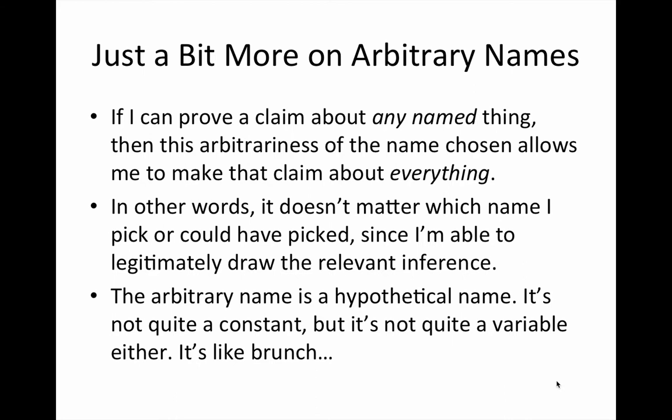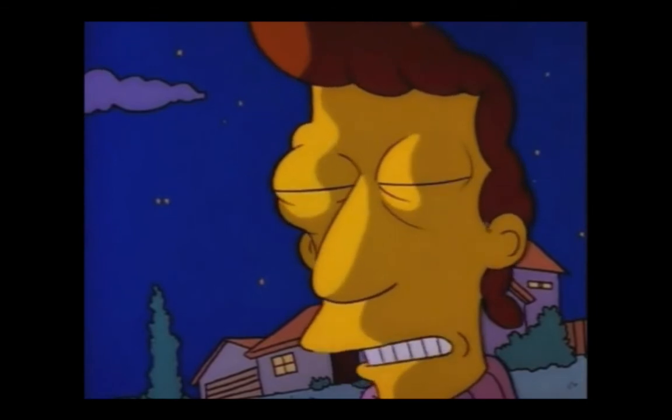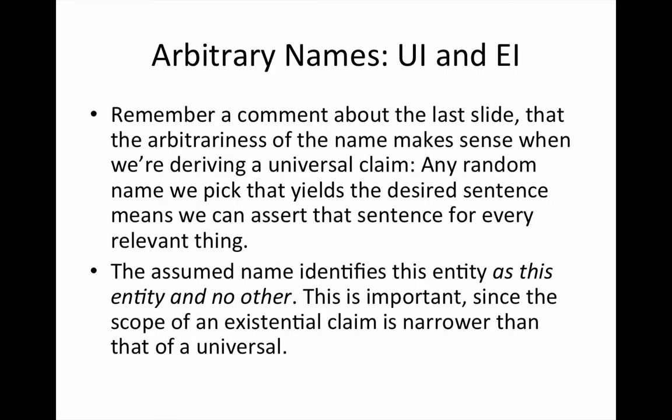So the arbitrary name is a hypothetical name. It's not quite a constant, but it's also not quite a variable either. As I like to say, it's like brunch. Meet me tomorrow for brunch. What's brunch? You'd love it. It's not quite breakfast. It's not quite lunch, but it comes with a slice of cantaloupe at the end. Now, you don't get a slice of cantaloupe at the end of your proof, but you do get your conclusion, and that's even better.